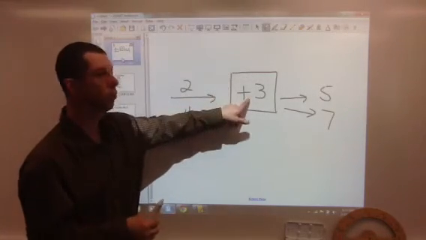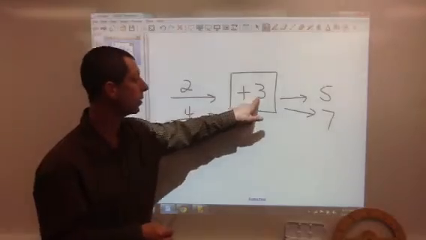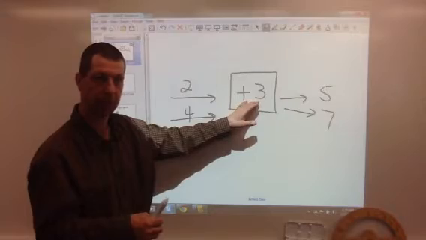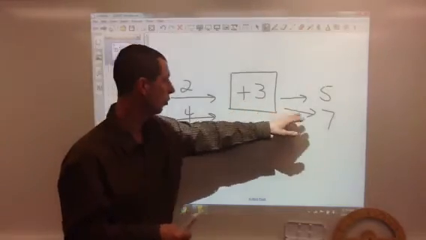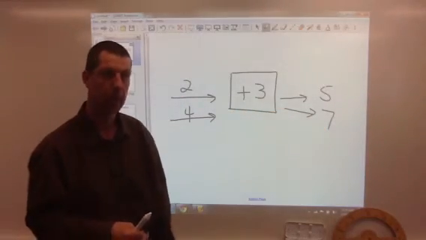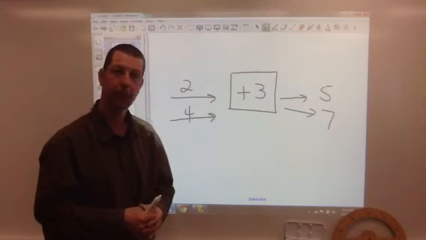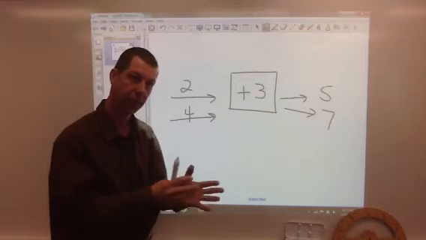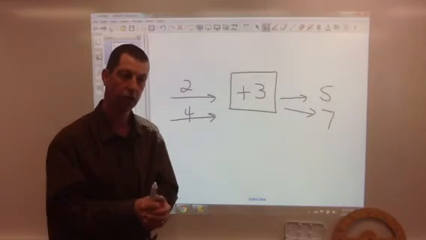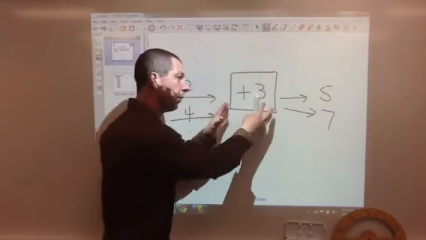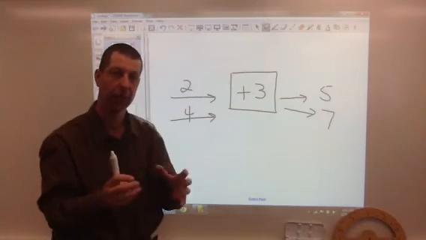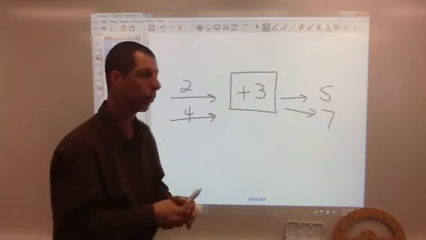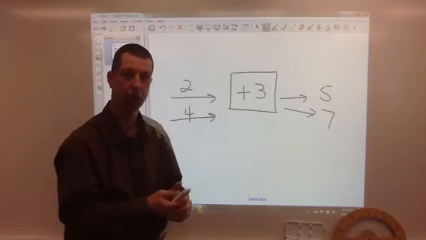So if we threw a 2 into the box, it would spit out a 5. If we threw a 4 into the magic box, it would add 3 to it and spit out a 7. That's probably the easiest way to remember what a function is. And in most cases, if you have a question on a MEP test, if you can remember that it's like a magic box that's going to do something to a number you throw in, you'll be able to answer quite a few of the questions and determine whether it is a function or not.